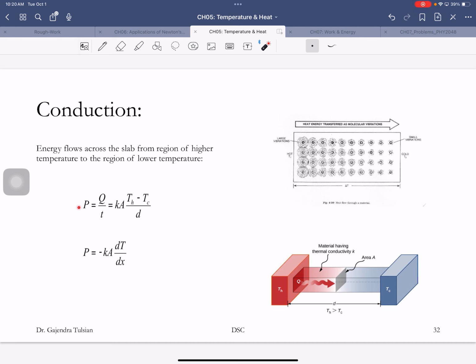This tells you, again, you don't have to remember the formula, the rate of heat flow. How much heat is flowing per unit time, per second. This is the thermal conductivity. A is the area of cross section. This is the temperature difference. Higher the temperature difference, greater the heat flow, and d is the distance across which there is the temperature difference. So if you want to decrease heat flow out, you increase the thickness of walls, for instance.